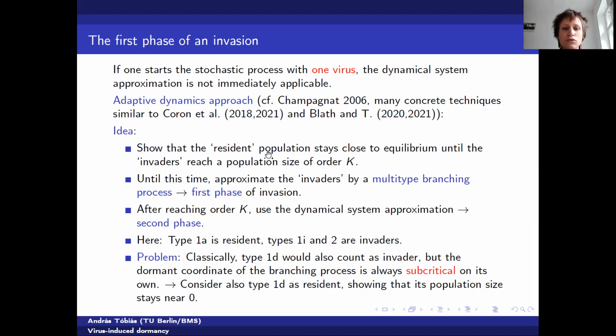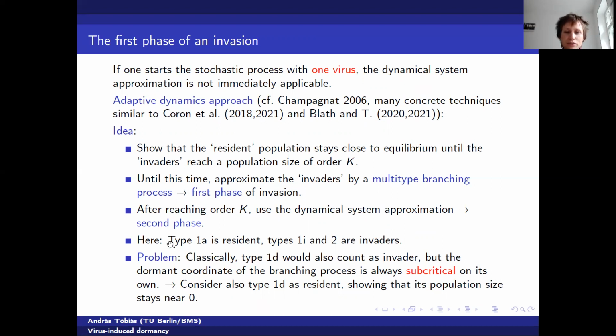And the idea is to show that the resident population stays close to equilibrium until the invaders reach a population size comparable to k. And until this time, we can approximate the invaders by a multi-type branching process. They also may die out, but the approximation is good until they reach a size of order k. And this will be true in the first phase of invasion with high probability. After reaching order k, one can now use the dynamical system approximation, which is good for the second phase.